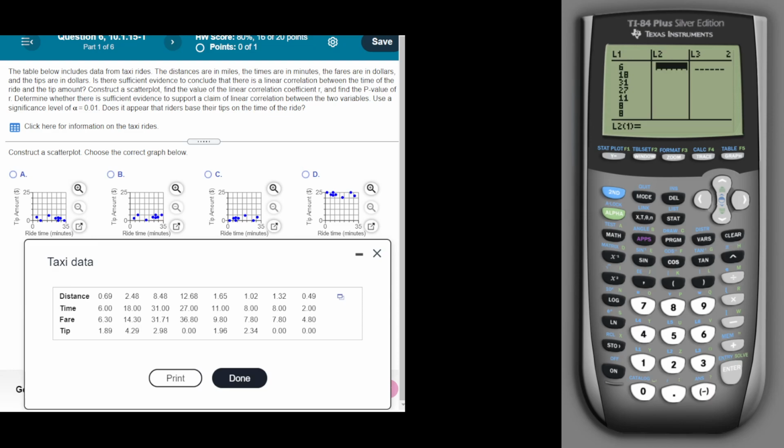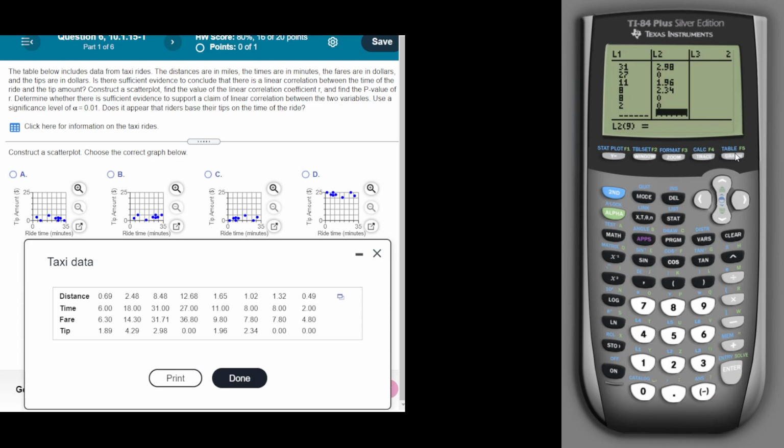Isn't that what the Y axis is? Tip amount. So let's go ahead and put those in. So we have 1.89, 4.29, 2.98, 0, 1.96, 2.34, 0, and 0. Okay, so we have everything we need.